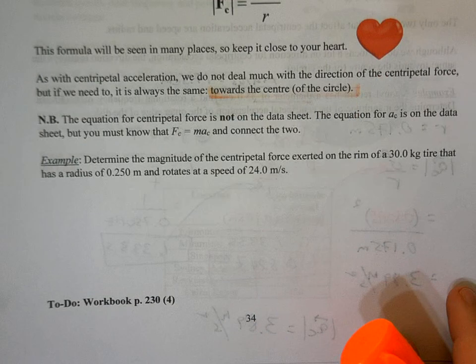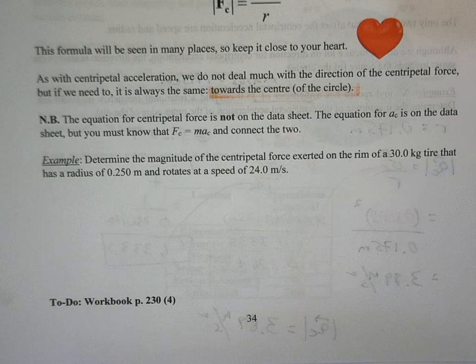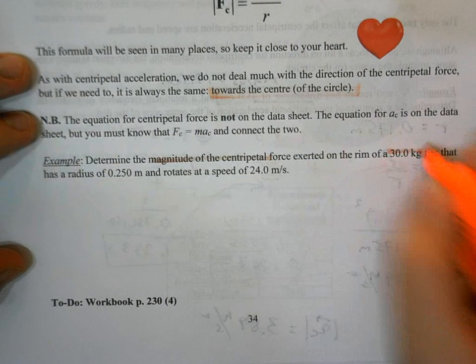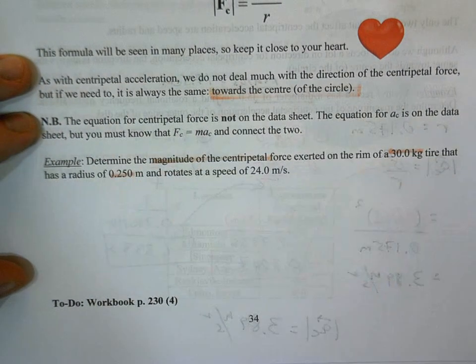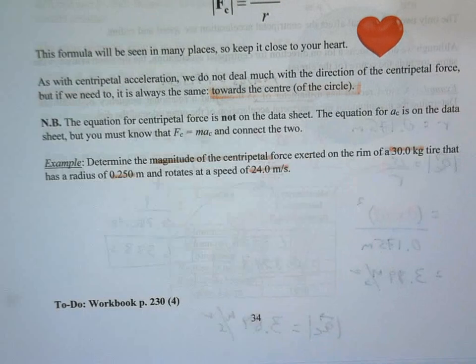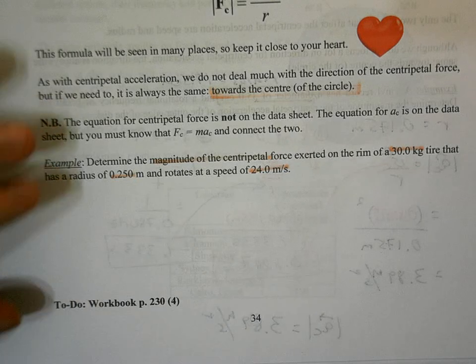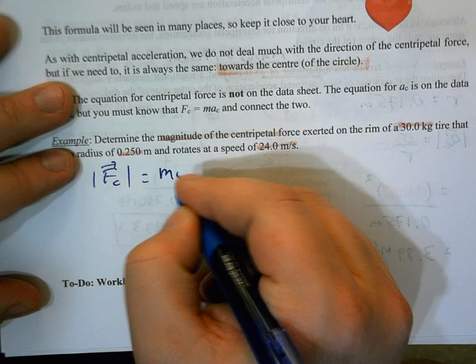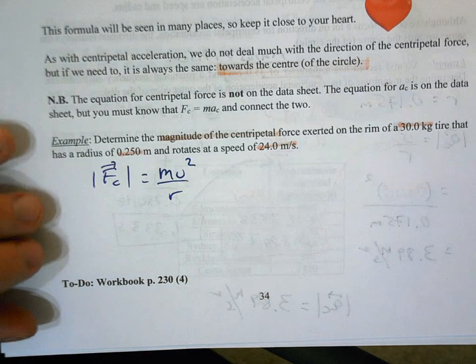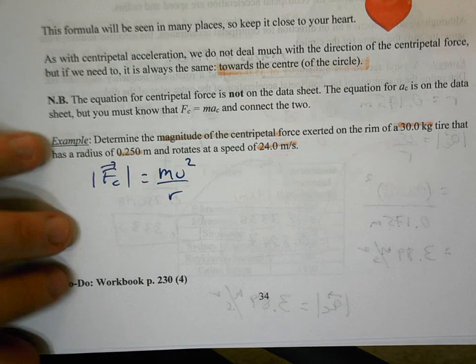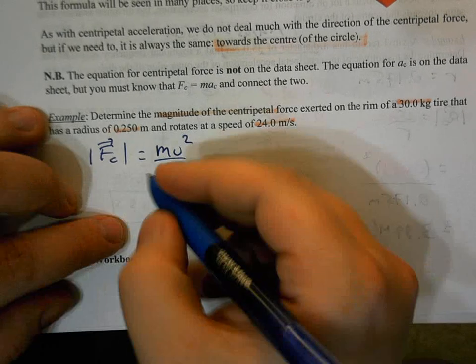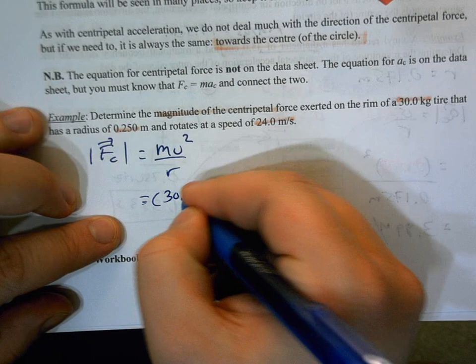So let's just finish this out with a nice quick example. Let's find the magnitude of the centripetal force on a 30 kilogram tire. It has a radius of 0.250 meters and it rotates at a speed of 24 meters per second. Our equation for the magnitude of the centripetal force is going to be mv squared over r. We have m, we have v, we have r. I'm not making you convert, nor am I making you do a rearrangement. This is a strict plug and chug. So this is me being really nice.